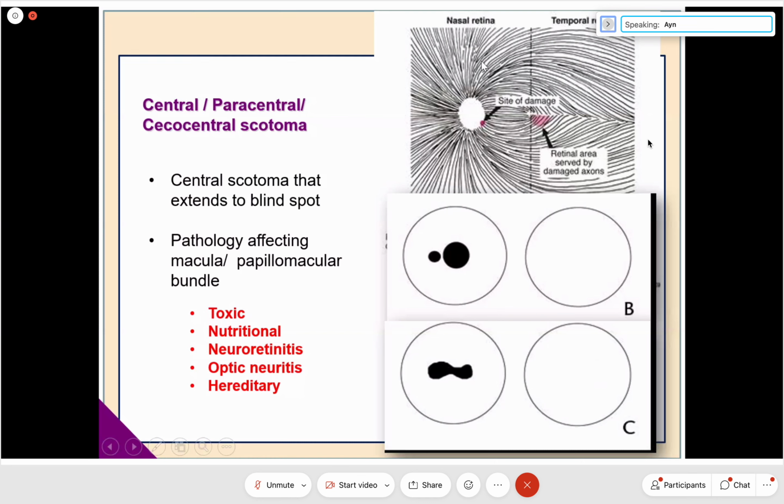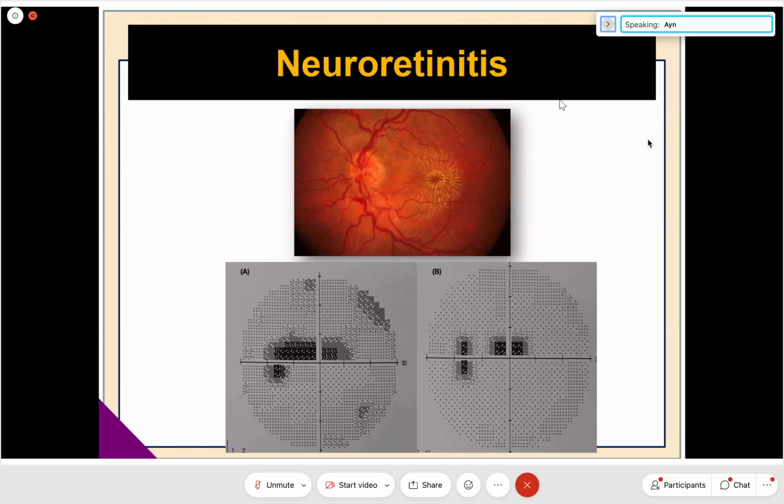Okay, some common conditions with this visual field defect include toxic optic neuropathy, nutritional optic neuropathy, neuroretinitis that I mentioned in the first lecture because it affects the macula, some optic neuritis cases, and last but not least, hereditary optic neuropathy. It's quite common in hereditary optic neuropathy because the RGC here is susceptible to mitochondrial damage. So this is the example of the cecocentral defect due to neuroretinitis. When we give treatment, we can see that there is resolution of the cecocentral defect, becoming a central scotoma.